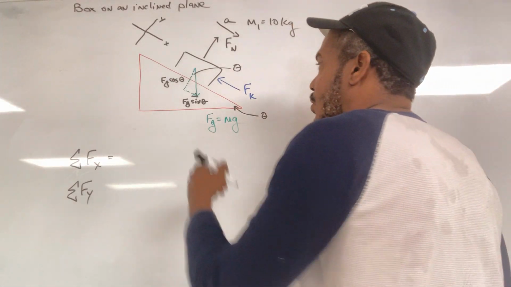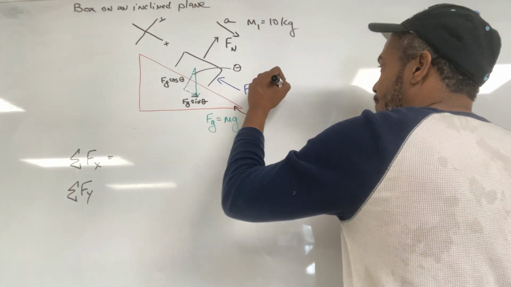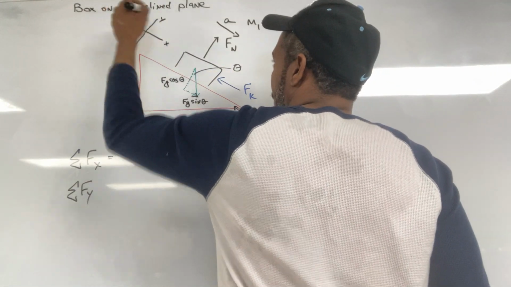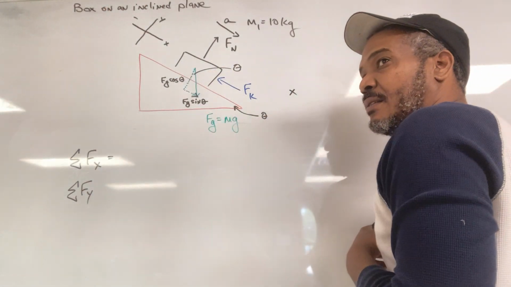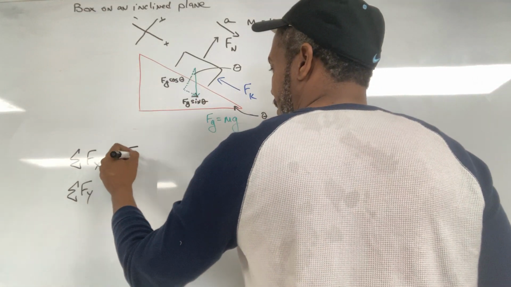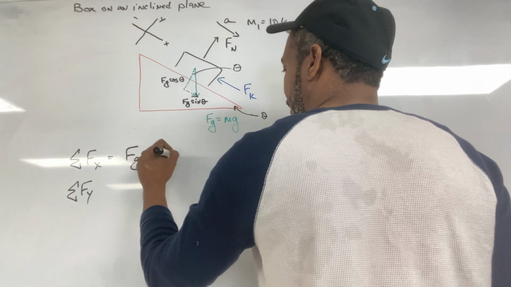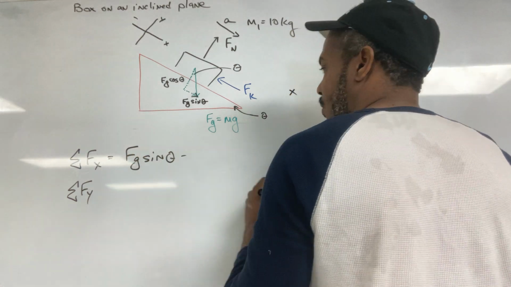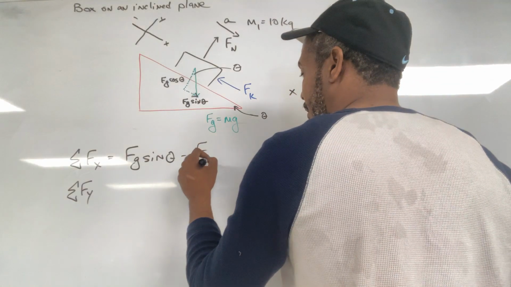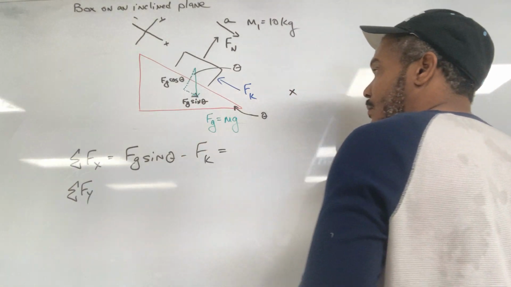There we go. So if we're coming down, the plane is this way is what? Positive. Going up is negative. Right? So then we're going to say what? FG sine theta minus what? FK. And that equals to what?